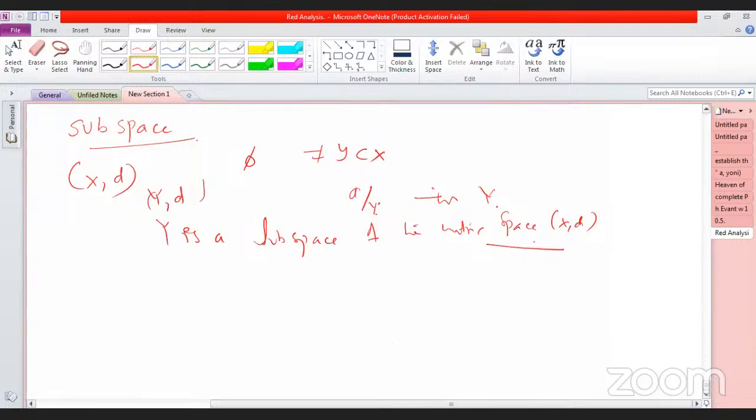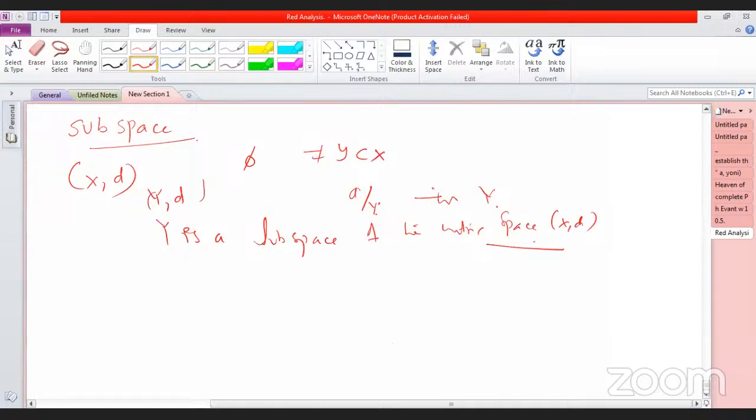So (X, d) is a metric space, then ∅ ≠ Y ⊆ X. Therefore, the d defined on X is also defined on Y, and (Y, d) is also a metric space. So Y is also a metric space.